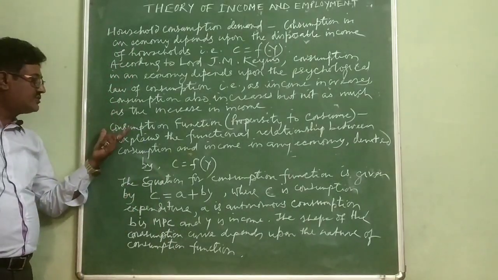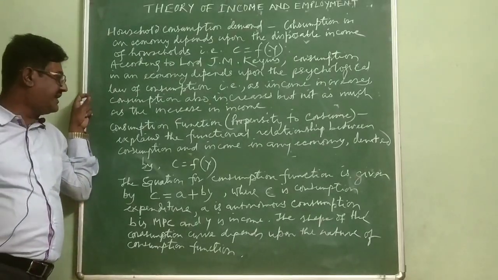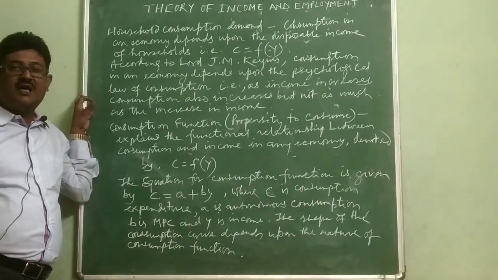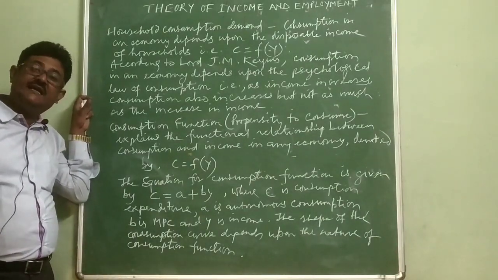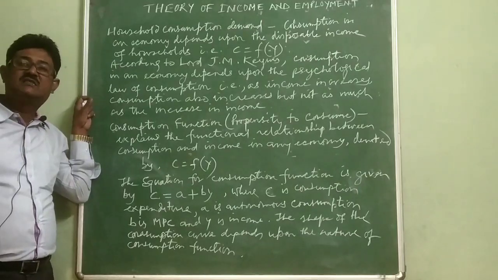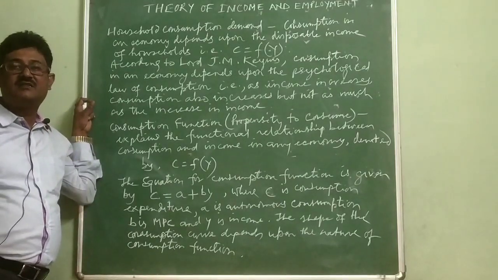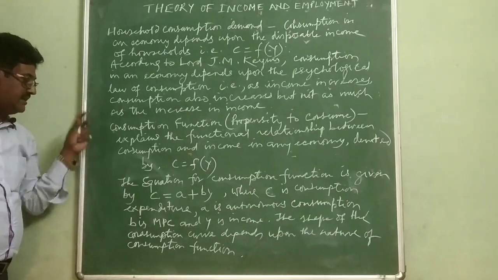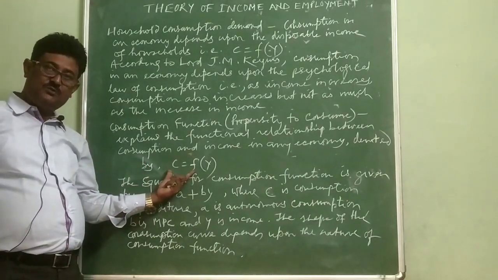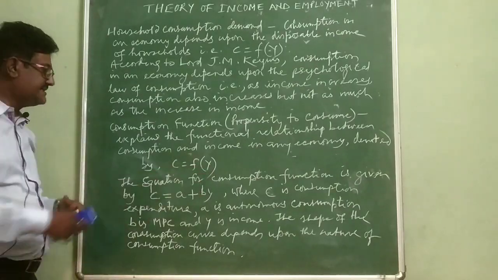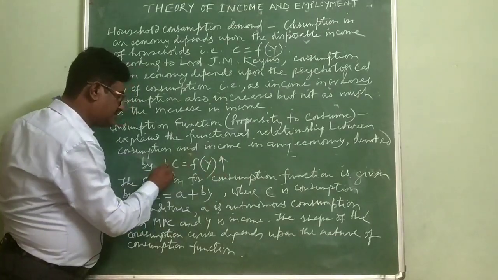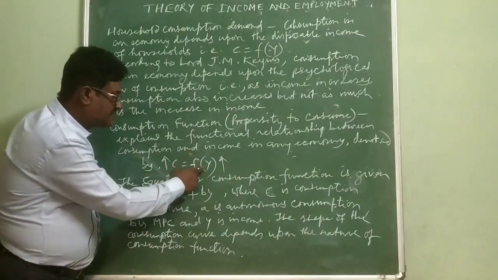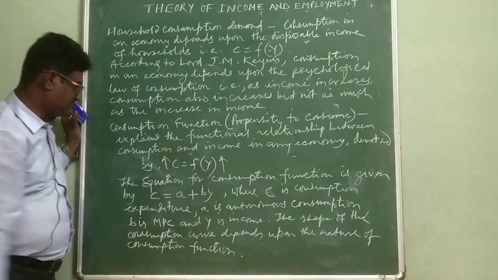So naturally, you must know what is consumption function. Consumption function explains the functional relationship that exists between consumption and income in an economy. It shows the proportion of income which is spent on consumption at various levels of income. It is also called propensity to consume. Now see here, as I have said, consumption in an economy depends upon the level of income. That is, as income increases, consumption also increases in an economy. Now, this relationship between consumption and income represents consumption function.